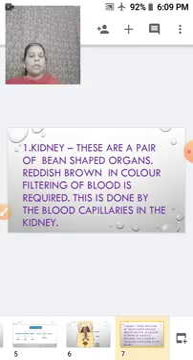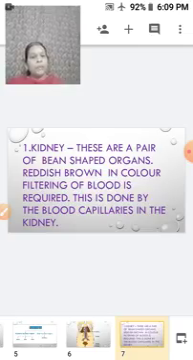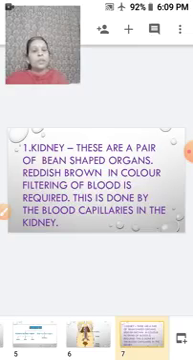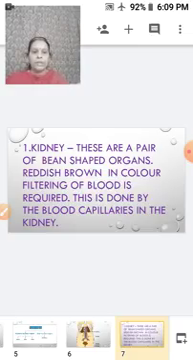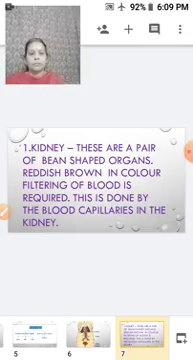Kidney. These are a pair of bean-shaped organs. They are reddish brown in color. They help in filtering the blood, and this is done by the blood capillaries which are present within the kidney. A human being usually has two kidneys. These are located in the abdominal cavity. Each contains thousands of tiny tubules which work as a filter.